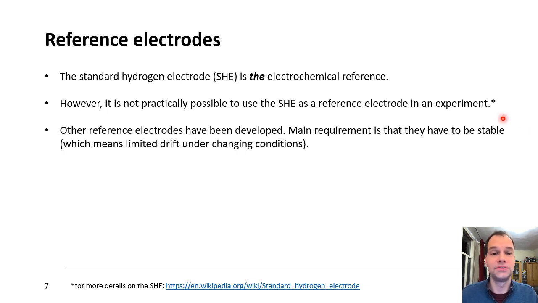By the way, what makes a good reference electrode is especially its stability. A reference electrode should always give the same potential and should not drift a lot over the course of an experiment, because then it really affects your results, and that's what you don't want a reference electrode to do.